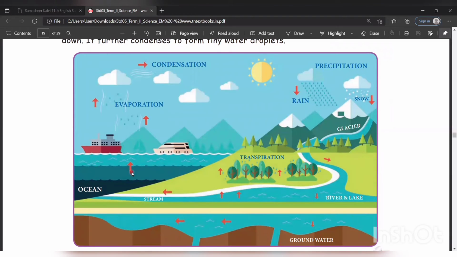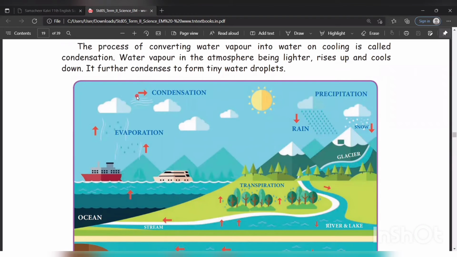See here, from oceans, seas, from plants, the process of transpiration, and from rivers, lakes, glaciers in the form of ice or snow, what happens? It gets evaporated by the heat of the sun. The water vapor moves up, mixes with the air, and gets cooled, and the water vapor changes into tiny water droplets. This is called condensation. Understood, children?